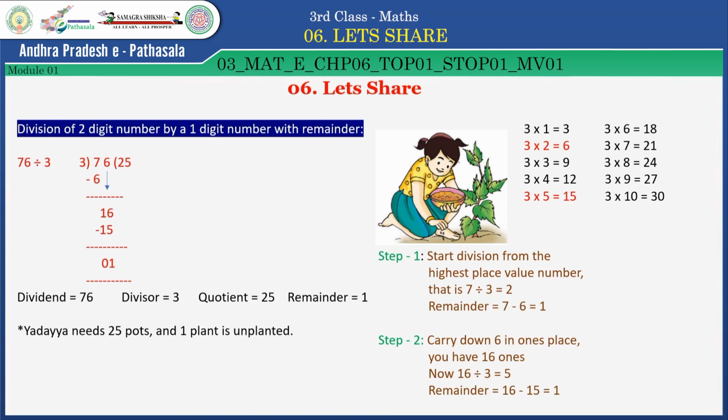Step 2. Carry down 6 in ones place. Now you have 16 ones. 16 divided by 3 is equal to 5 and the remainder 16 minus 15 is equal to 1. Therefore, the quotient is equal to 25 and the remainder is 1.